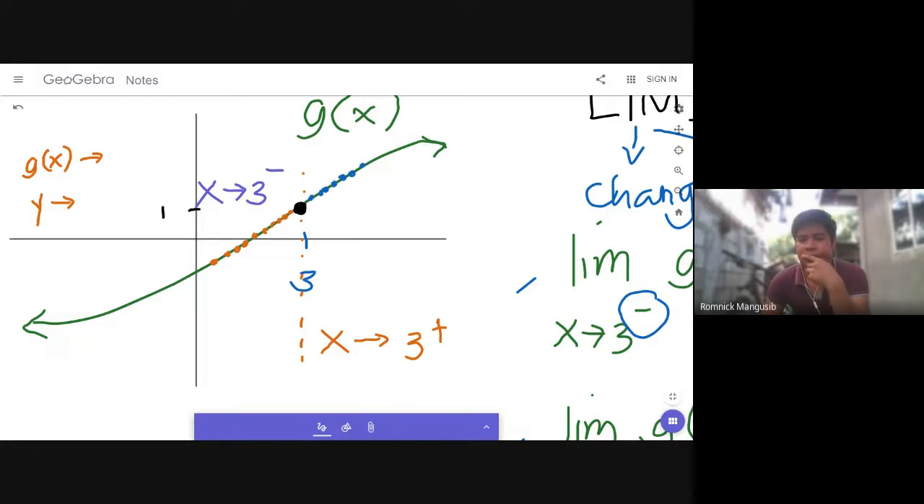Can I ask John Luis Gavino? John Luis, ano sa tingin mo? Saan naman papunta ang value ng y habang ang x ay patuloy sa paglapit sa number 3? Then what happens to y?